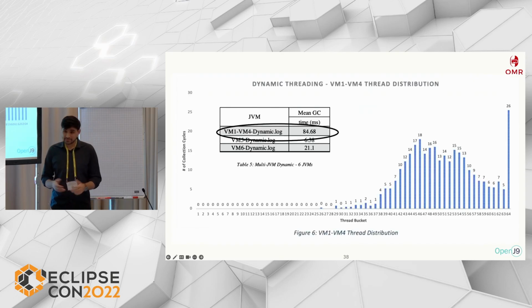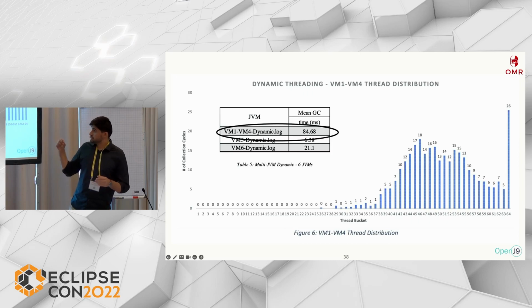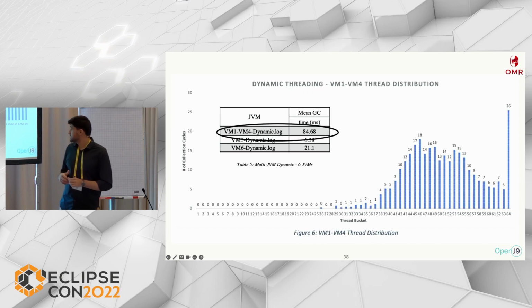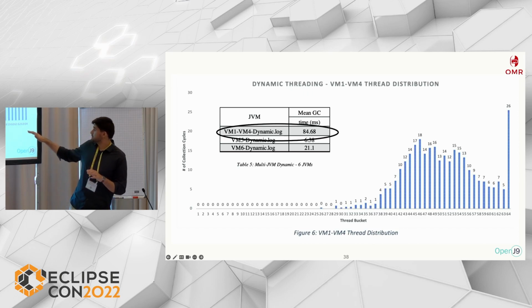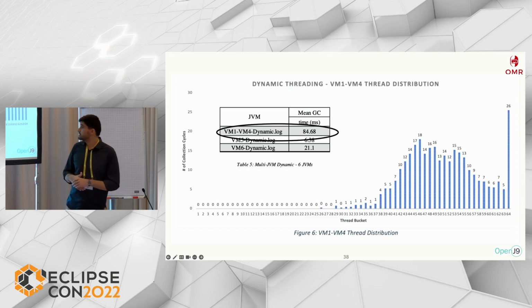If you want to take a look at the thread distribution, what's happening under the hood for each of these scenarios, with VM 1 to 4, we can see that adaptive threading is... I'll just back up. This is a graph that shows the frequency of each thread count. It's a distribution. For any given thread count, we can see how many collections use that thread count. By default, we would attempt to use all 64. But over here with adaptive threading, we can see that we're somewhere between 40 to 50. But a lot of collections do attempt to use all the resources.